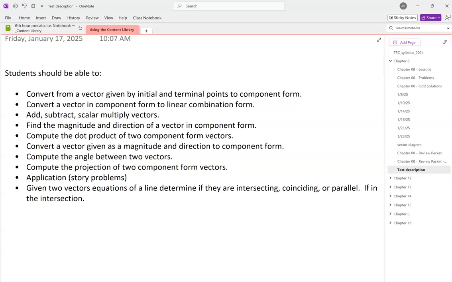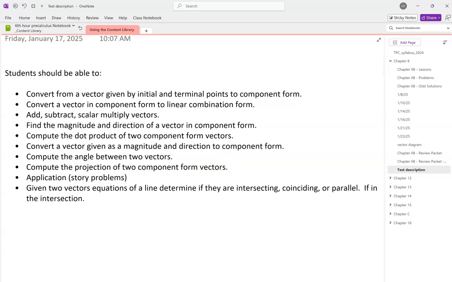Compute the projection of two component form vectors. So project u onto v. Remember, there's a formula for that, right? The projection of u onto v is the dot product of u and v divided by the magnitude of v squared, times vector v. That result will be a vector. It's essentially a fancy scalar multiplication.